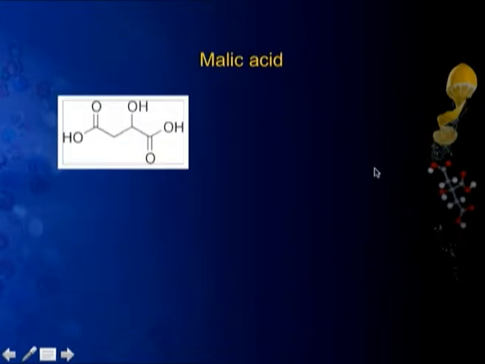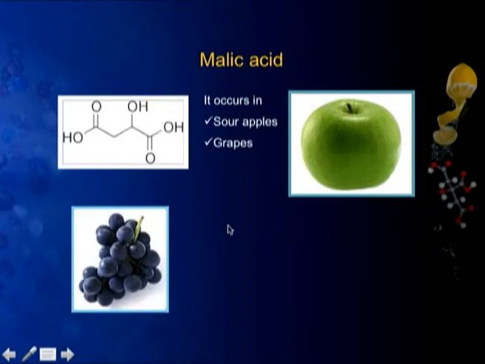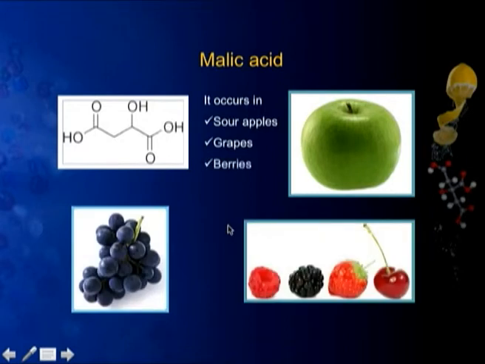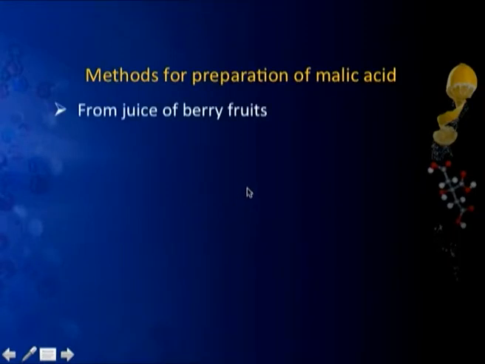First, let us take up malic acid. Malic acid has got 1 asymmetric carbon atom here. So, it is optically active and 2 optical isomers of malic acid exist. Malic acid mainly occurs in sour apples, grapes and berry fruits. It is obtained also from apple juice or from berry fruit juice. Mainly berry fruit juice is used for this.